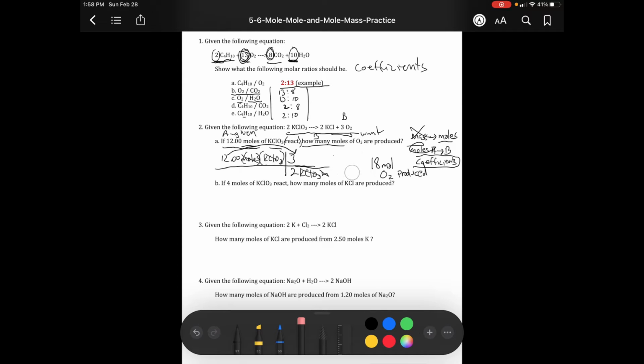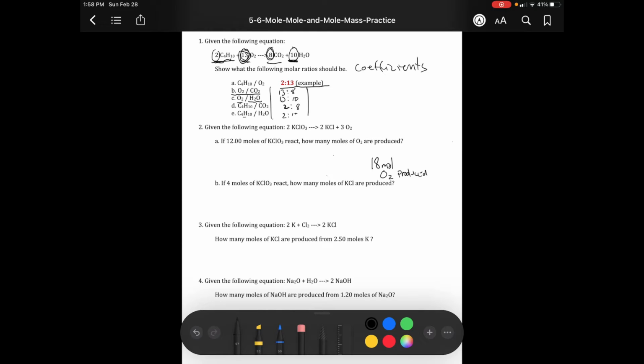So let's just walk back through what I just did there. I'll erase everything besides my answers. And let's go back through that. So we were given 12 moles. So that's going to be substance A, given. Okay? We were asked how many moles O2. So B is going to be wanted, and that's going to be O2. Given is going to be KClO3, and that's going to be 12 moles. Okay? And so we are trying to get here.